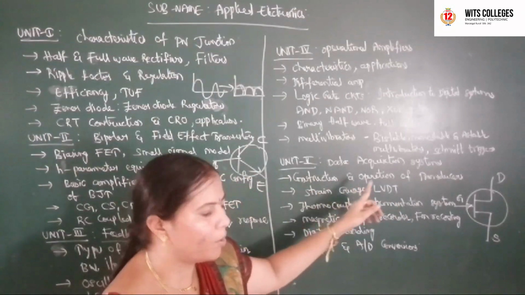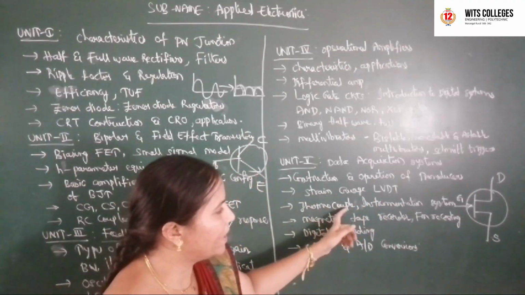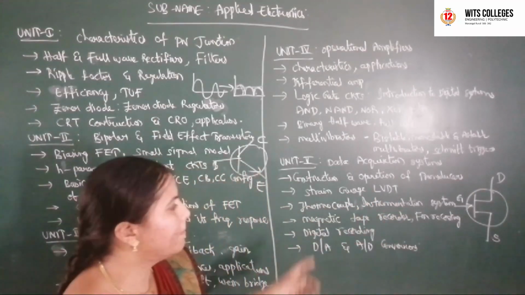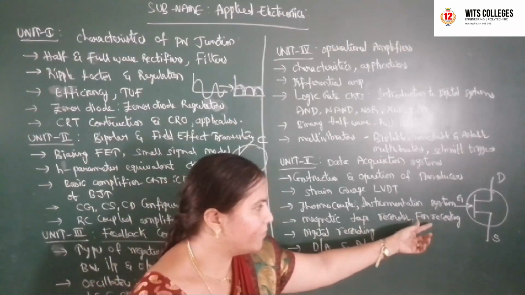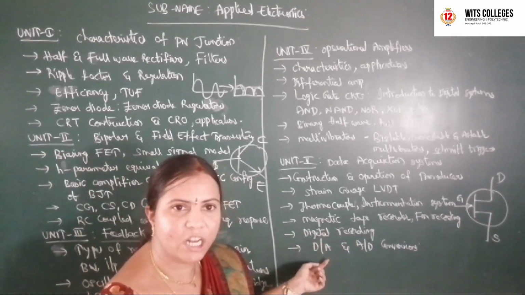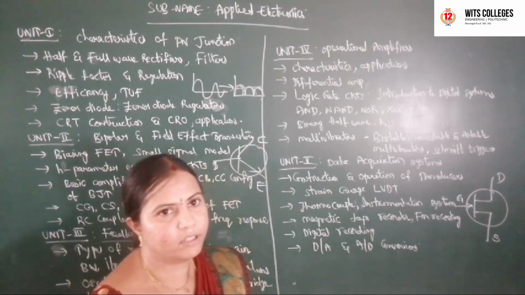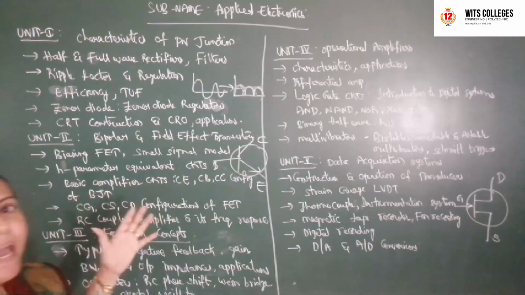What are the construction and operation of transducers? Strain gauge, LVDT, thermocouple అంటే ఏంటిది, instrumentation systems, magnetic tape recorders ఉంటాయి, FM frequency modulation recording, digital recording అంటే ఎలా ఉంటుంది, digital to analog and analog to digital conversions. So these are the total 5 units of your subject, applied electronics.